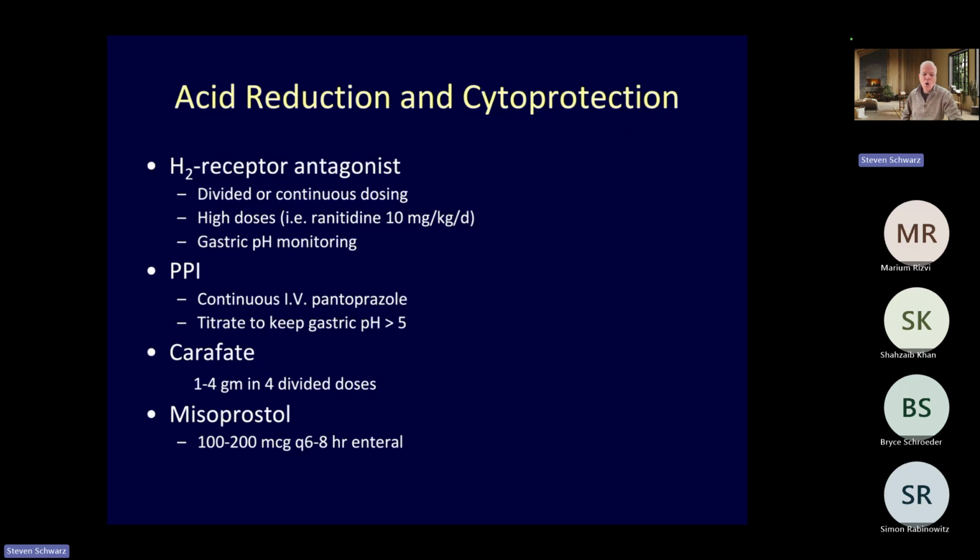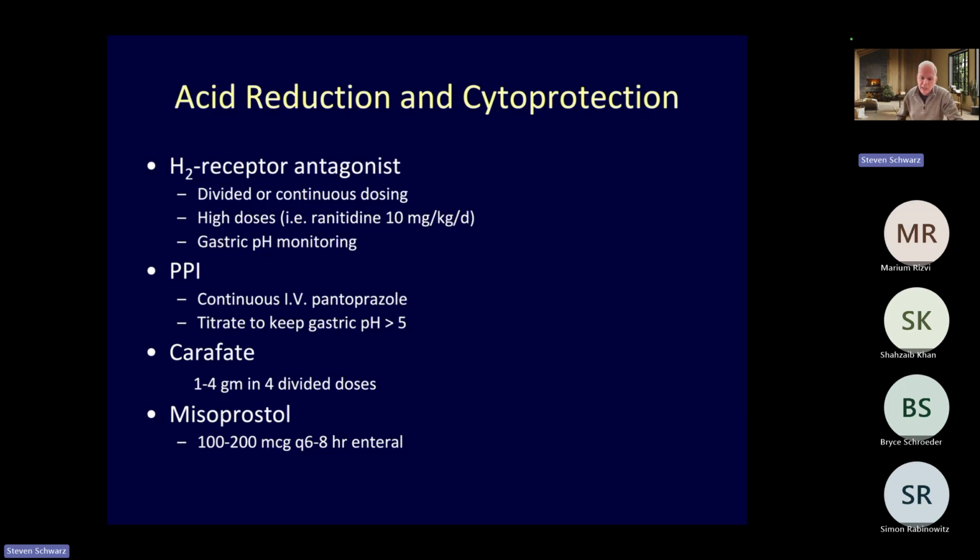Acid reduction, all of these drugs have really been supplanted by continuous IV PPI. The most common one that's used, of course, is pantoprazole or Protonix. And we want to titrate. Yeah, people put them on PPIs. You got to measure the gastric pH.